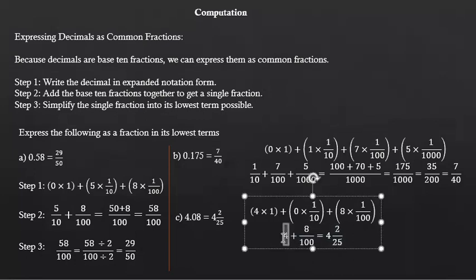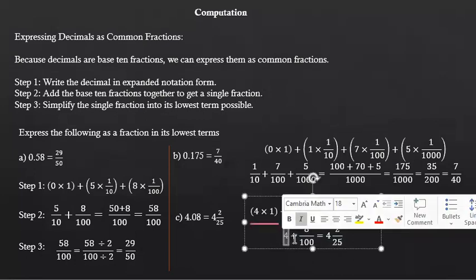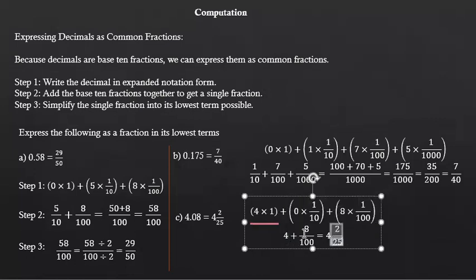This 4 is understood to be 4 over 1. So it will simply be 4 plus 8 over 100. We can put it as an improper fraction, but because you still have to reduce it to its lowest terms, it doesn't matter. We're just going to leave the 4 and reduce the 8 over 100. The highest common factor of 8 and 100 is 4. 4 into 8 is 2, and 4 into 100 is 25. So your final answer is 4 and 2 over 25.